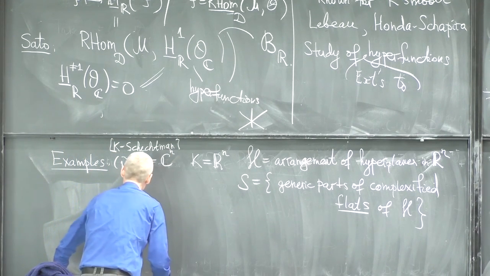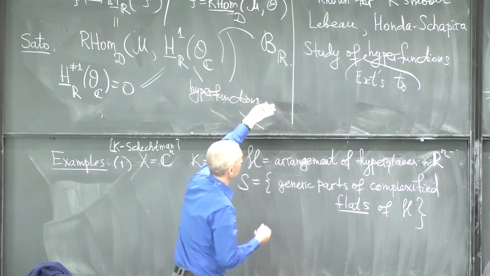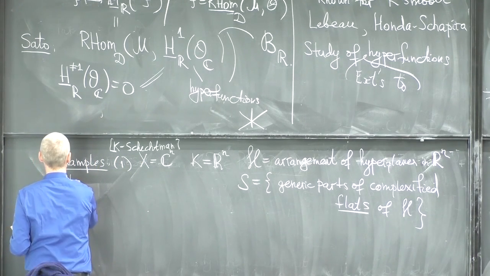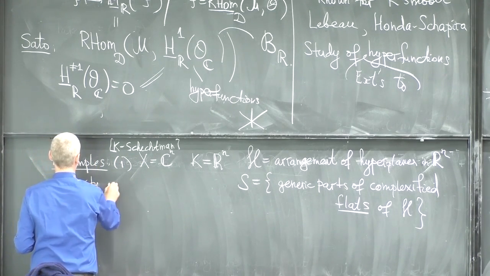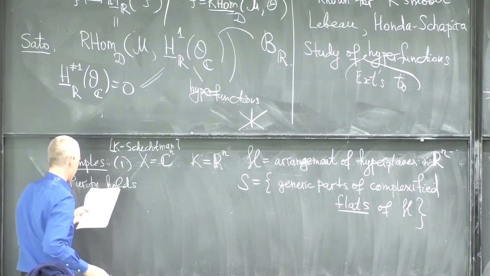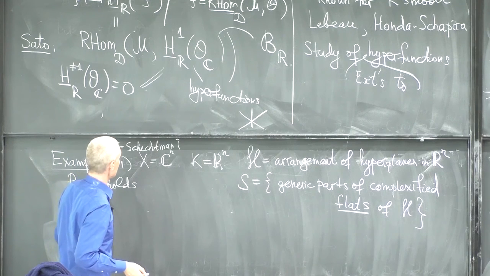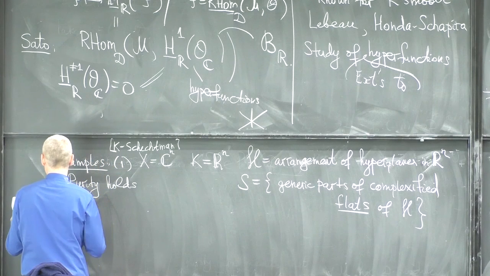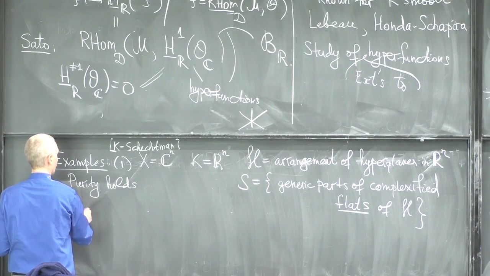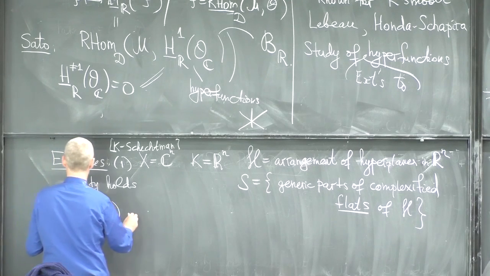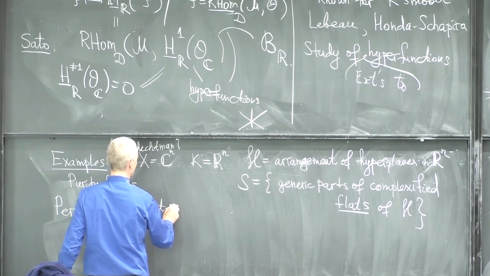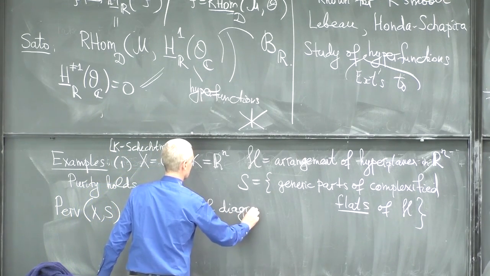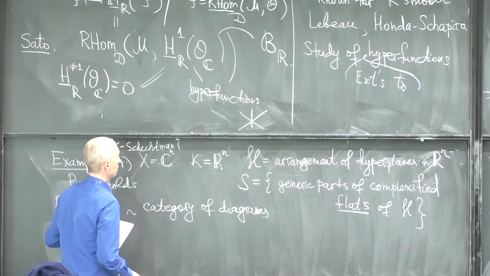So first of all, the purity holds. This is a particular case of those results. It can also be proved in an elementary way. So purity holds. Can also be proved directly. And we have an explicit description that we can upgrade this to an explicit description of the category of perverse sheaves. So Perv_S(X) is equivalent to the category of diagrams. And the diagrams would be like this.